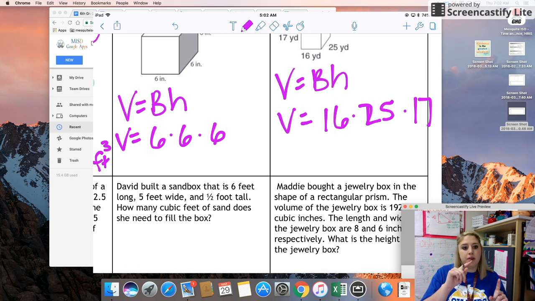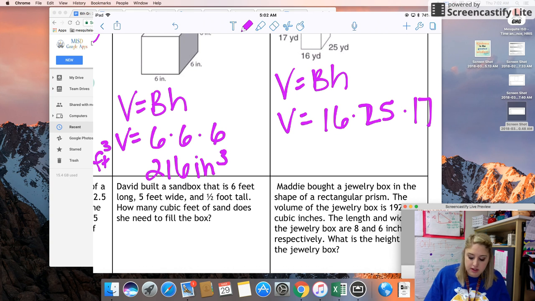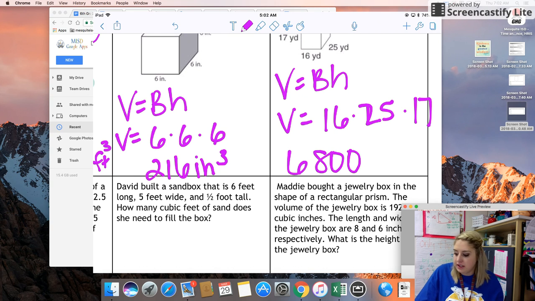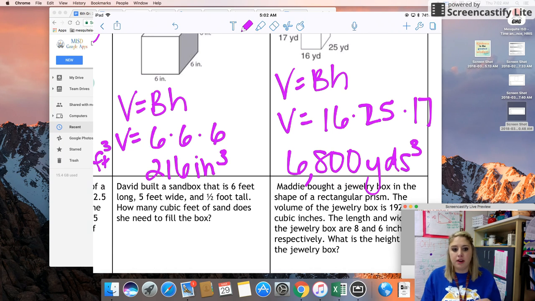The volume on the first one was 6 times 6 times 6, and we were going to get 216 inches cubed. On the next one, we're doing the base times the height, so we're going to take that 16 times 25 and then multiply it by 17, which is going to give us 6,800 yards cubed. All right, give yourself a pat on the back if you got that right.